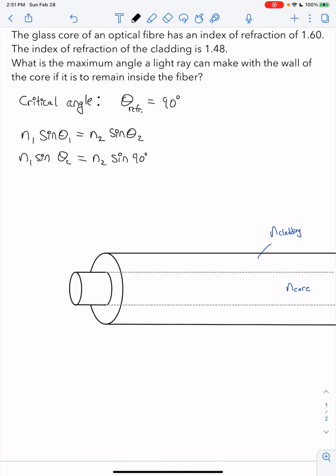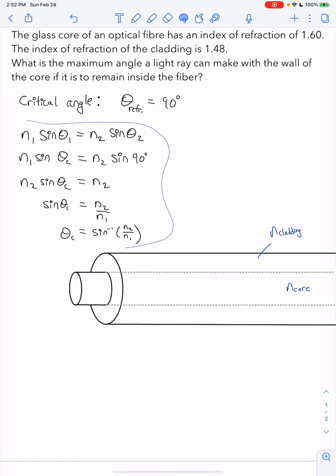And what is sine of 90? It's 1. So then we can isolate for the critical angle, and find that the critical angle is equal to inverse sine of the ratio of the two indices of refraction. Okay, so given that, let's apply this idea to our problem.